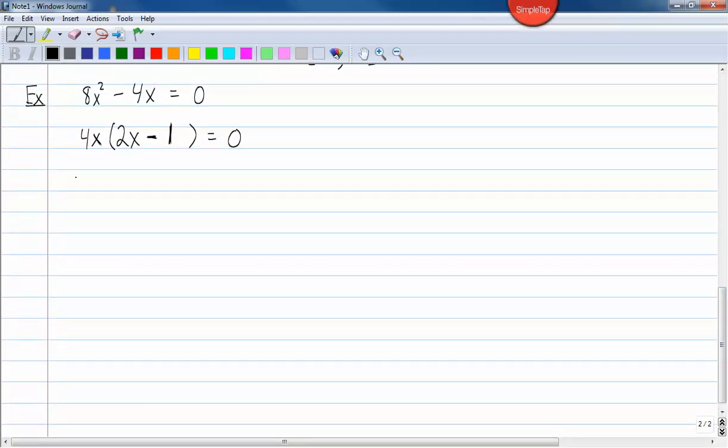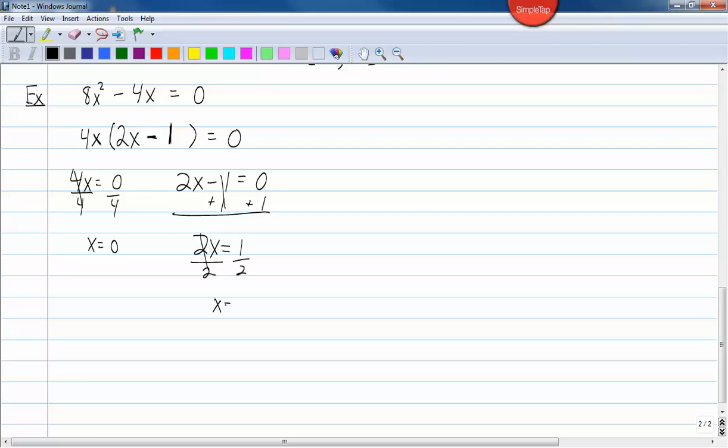After you have this thing factored, then you set each factor equal to 0. So 4x equals 0 and 2x minus 1 equals 0. So to solve this first equation here, you divide both sides by 4 and you get x equals 0. To solve the second equation, add 1 to both sides and you get 2x equals 1. So you get x equals 1/2.